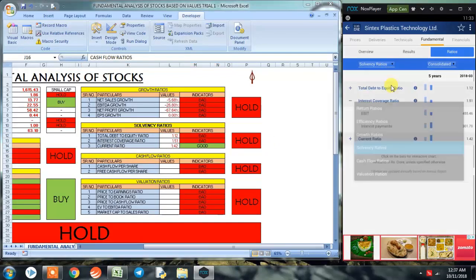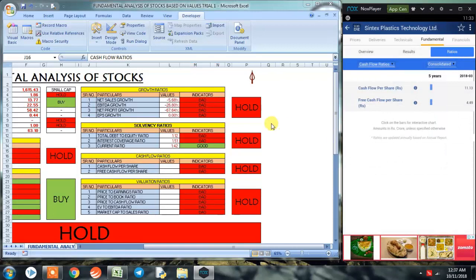Now coming on to cash flow ratio, the first is cash flow per share, which is 11.13, and free cash flow per share is 4.49. So overall cash flow ratio has given us a signal to buy this stock at this point of time.